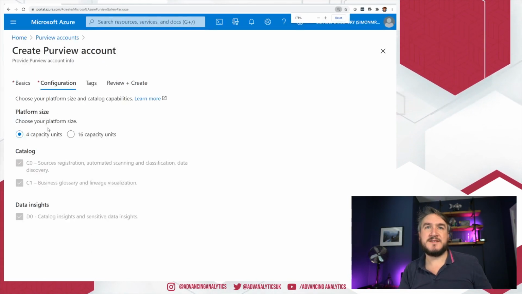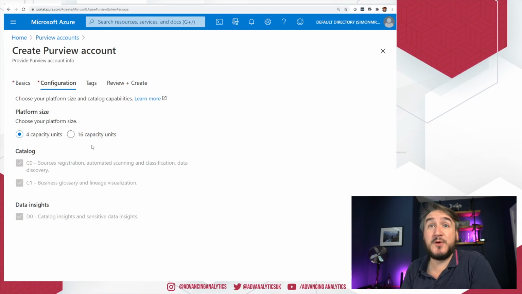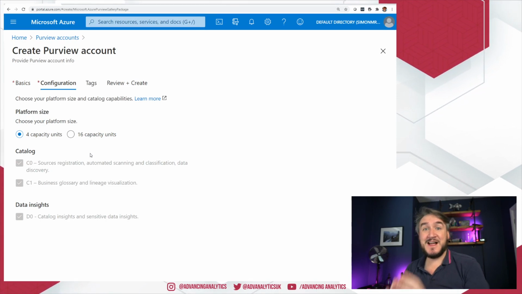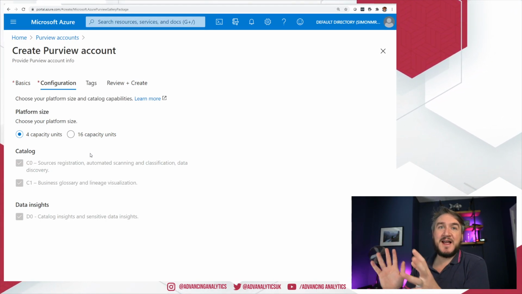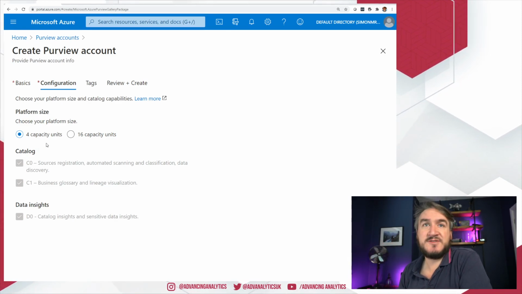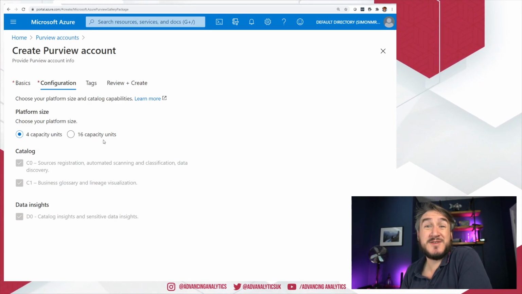Now, we have this. This is our option. What is your platform size? Is it 4 units or 16? That's it. We don't have a big slider. We don't have any kind of things that we can tweak. We literally just have, do you want 4 capacity units or 16?